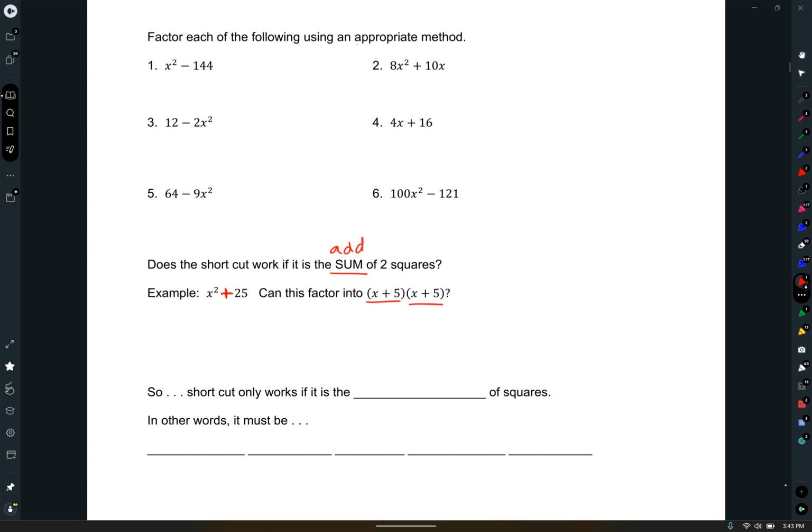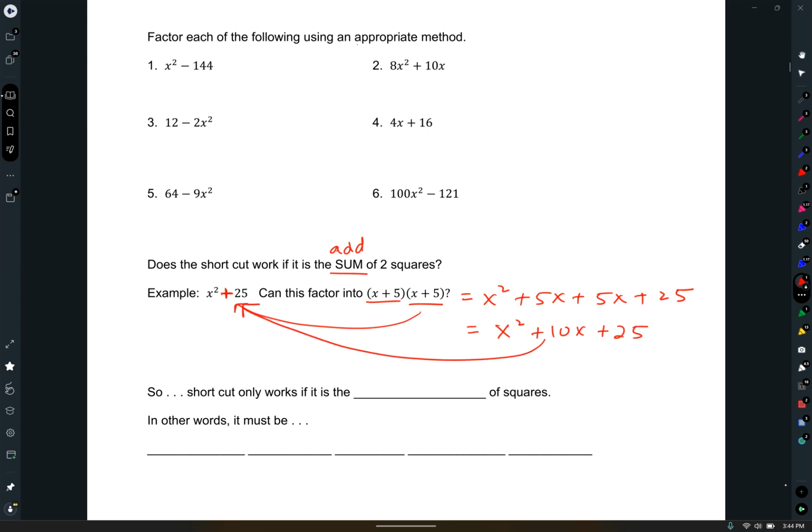What that means is, if I do FOIL, it should equal x squared plus 25. So the first would be x squared, the outer would be 5x, the inner would be 5x, and the last would be 25. Well, do you see in this case, the middle terms don't cancel. You actually add them and you're going to get 10x and then plus 25. So this does not equal x squared plus 25. So the answer to my question is a big whopping no. The shortcut does not work if it's adding two squares.